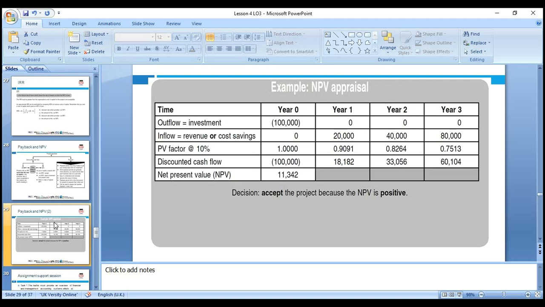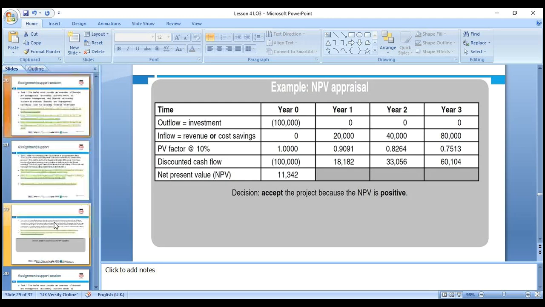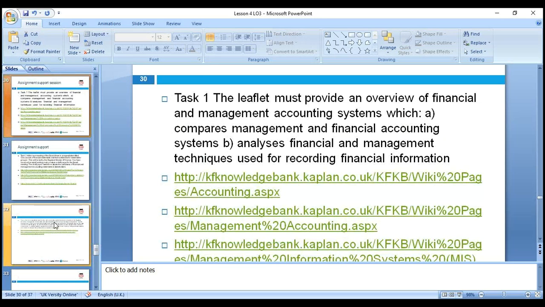We invested 100,000, and we are getting after 1 year 20, 40, and 80, and then we have a discount factor, and we multiply with it. The discount factor is always given in the question. So your inflow times the discount factor, and we get the difference between positive and negative cash flows. If the NPV is positive, we accept the project, otherwise we should reject the project.